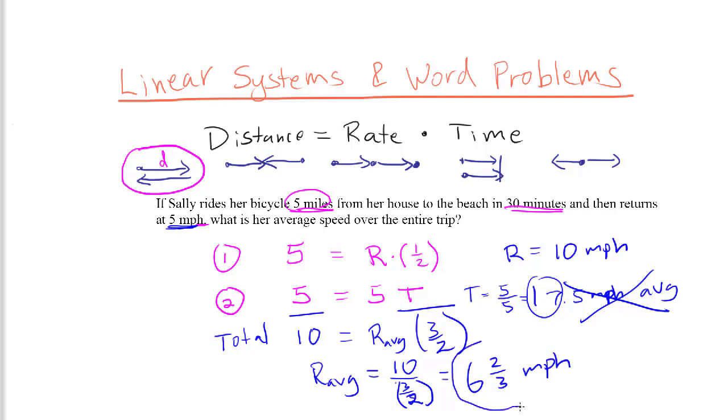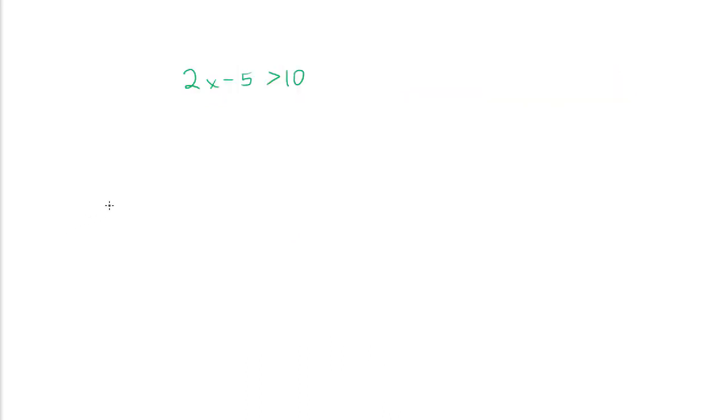We're weighted toward the slower speed where Sally spent more time on that leg of the journey. So it pays to get to know a lot of these distance equals rate times time variations and a lot of these systems of equation word problems variations. I would spend some time practicing, but these are some of the basics and the issues you might want to look out for.